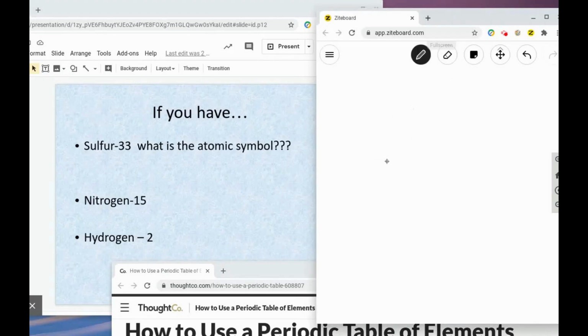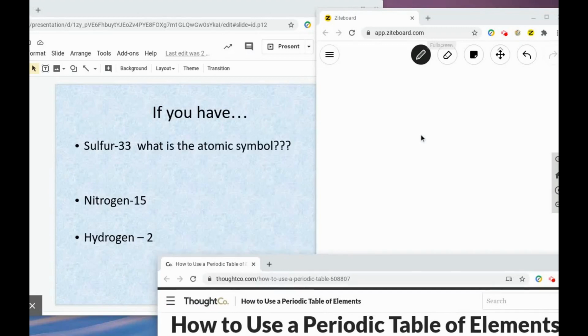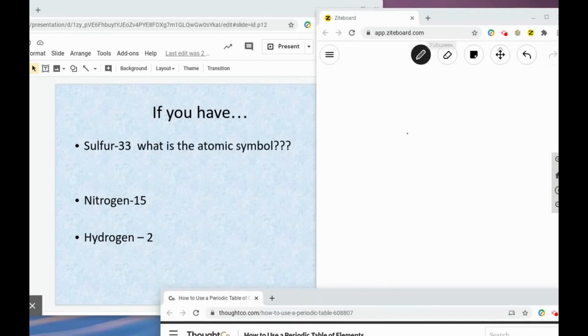For hydrogen 2, hydrogen is a symbol for H and an atomic number of 1. So we would write hydrogen, 1 on the bottom and 2 on the top. Now if we recall, the atomic number was our number of protons. So our proton number here is 1. And if I needed to find the number of neutrons, I'm going to subtract my mass number minus my atomic number. So 1 proton and 1 neutron for this hydrogen.